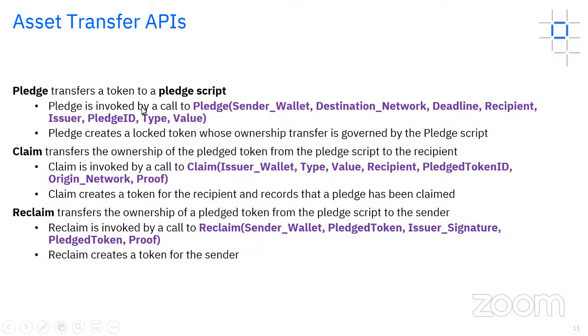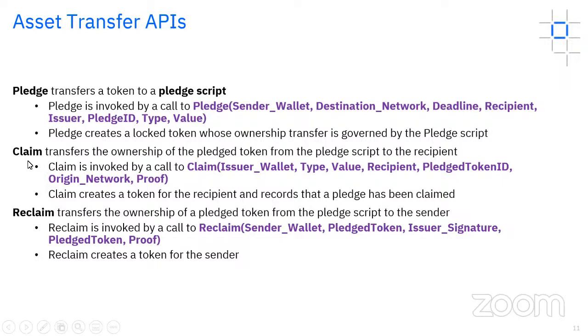The way we do it is by calling this pledge function, which takes the sender wallet, the destination network of the recipient, the deadline, the identity of the recipient, and the issuer. As I said, this is mostly to help the sender reclaim in case some issues happen with the claim. And then there is a unique pledge ID, then there is type and value. And this pledge will create a locked token that has as an owner a pledge script.